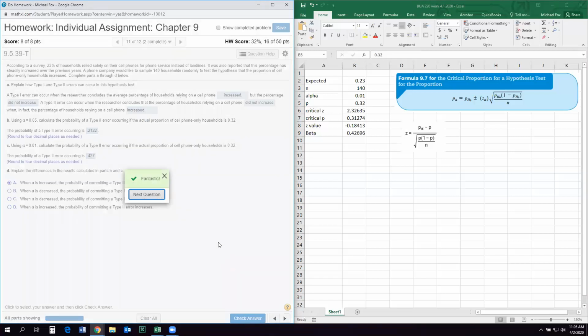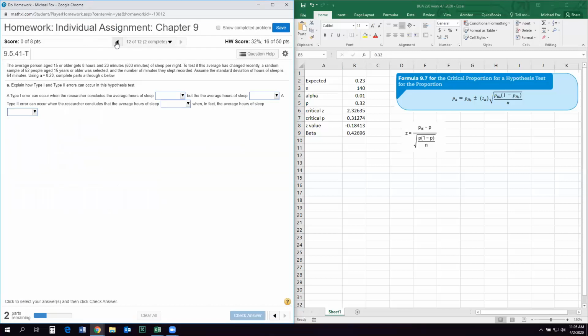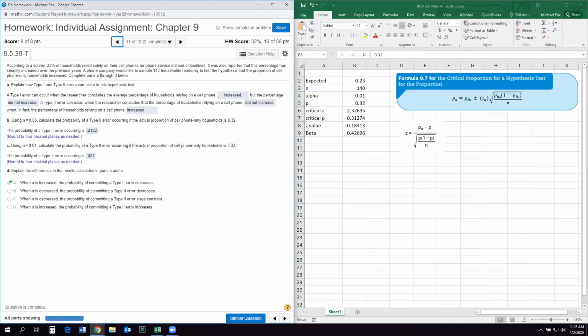And there we go. So now what I'm going to do is recreate this calculator for people who weren't able to do 9.5.35. So I'm just going to go back here and I'm going to do a similar question.